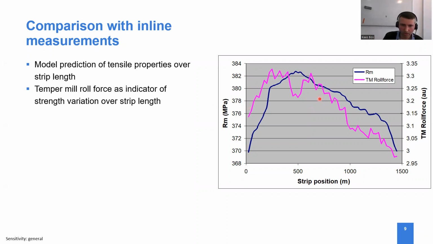And you can imagine then that the roll force that you need to apply in a temper mill is also being measured. And this gives then quite a good measure of the strength of the material. And you really see that the profile is fitting quite well with the prediction of the variation in properties over the length. So I think it sets a kind of baseline.